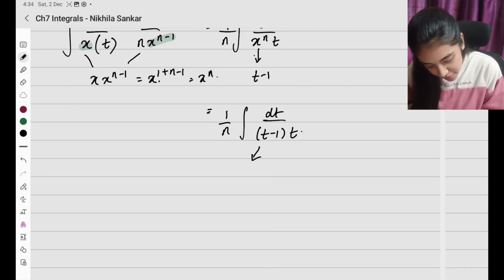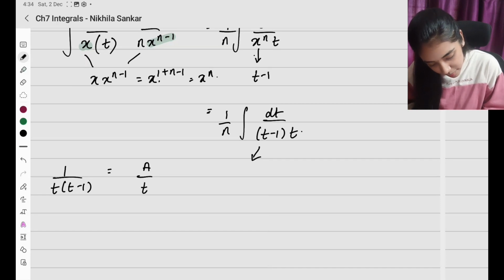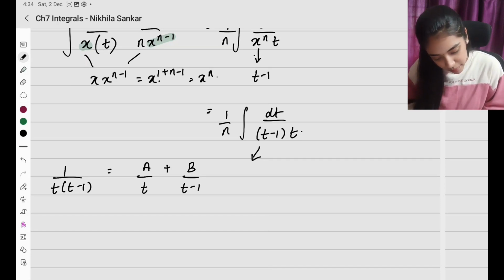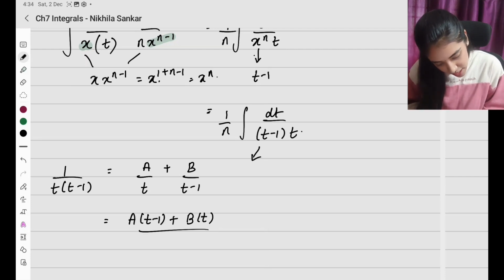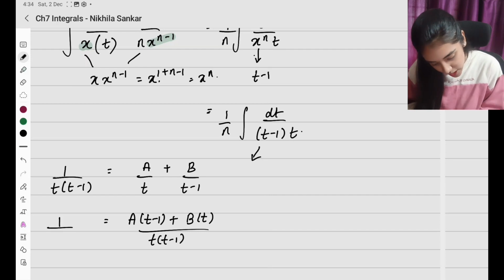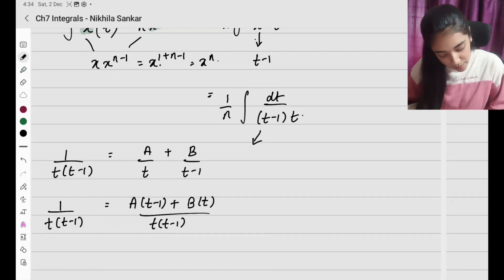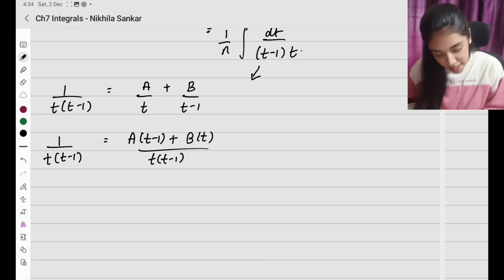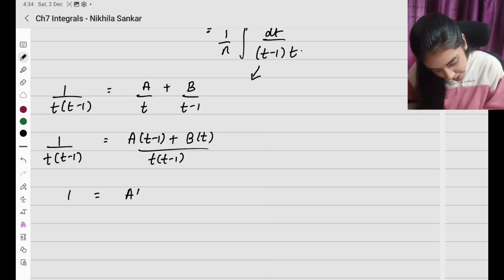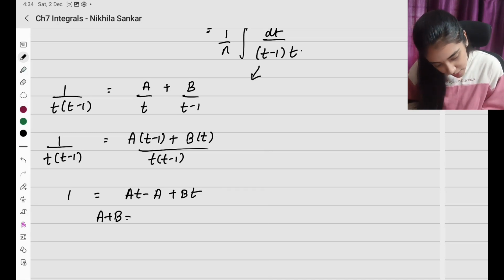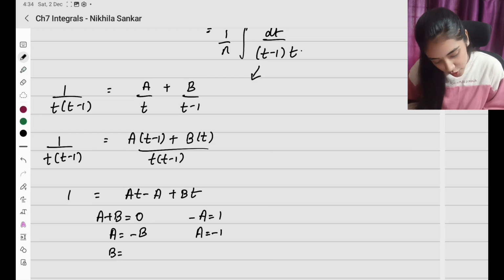So applying partial fractions, my integral is going to look something like this. When I split, I have a divided by t plus b divided by t minus 1. When I take the LCM, a times t minus 1 plus b times t divided by t into t minus 1. Here we have 1 by t into t minus 1. So what does this become? Since the denominators are equal, equating the numerator, 1 equals at minus a plus bt. So a plus b equals 0, no t. So minus a equals 1, a equals minus 1, a equals minus b. So b's value is going to be minus of minus a, which is 1.